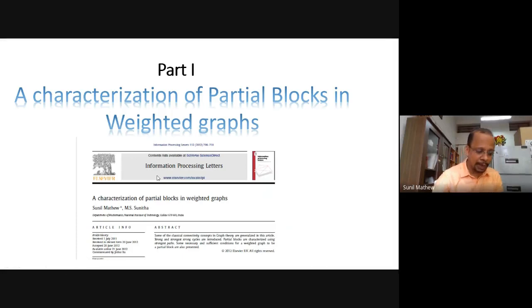Fine. Now that was the first part of the presentation. Now we are going to the second part. You may just read this paper if somebody is interested. A characterization of partial blocks in weighted graphs. It is, I think, a 2010 paper, right? Published in Information Processing Letters. So that's about a characterization of partial blocks in weighted graphs.